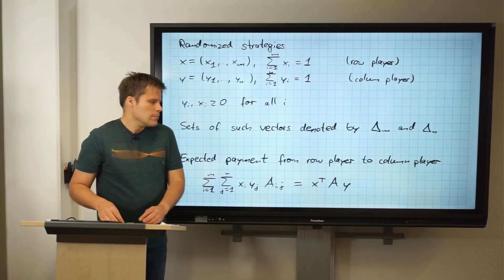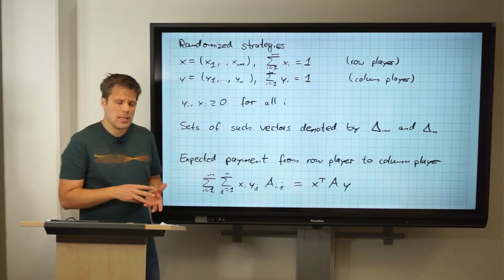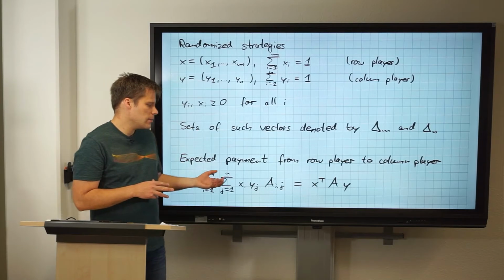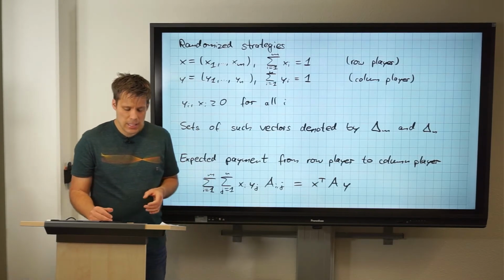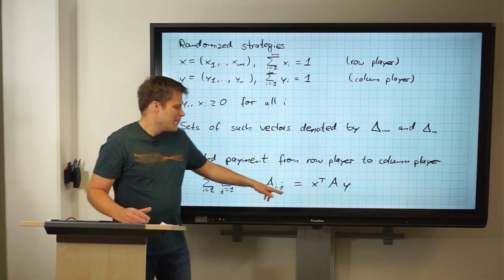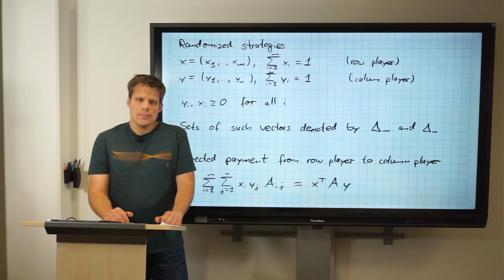So this notation will turn out to be helpful later, that we can write the expected reward, or the expected payment from the row player to the column player, as such a matrix-vector product. Good.